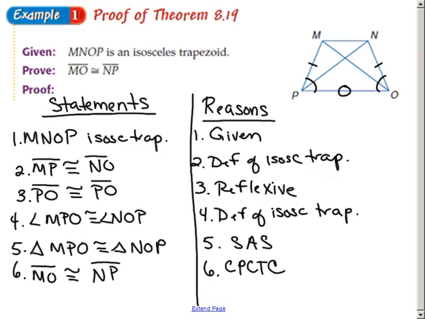This leaves us with two congruent triangles. Triangle MPO would be congruent to triangle NOP by side angle side. Since the triangles are congruent, their corresponding parts are congruent. Therefore, segment MO is congruent to segment NP by CPCTC. Corresponding parts of congruent triangles are congruent. Let's continue on to the next page and look at our example 2.